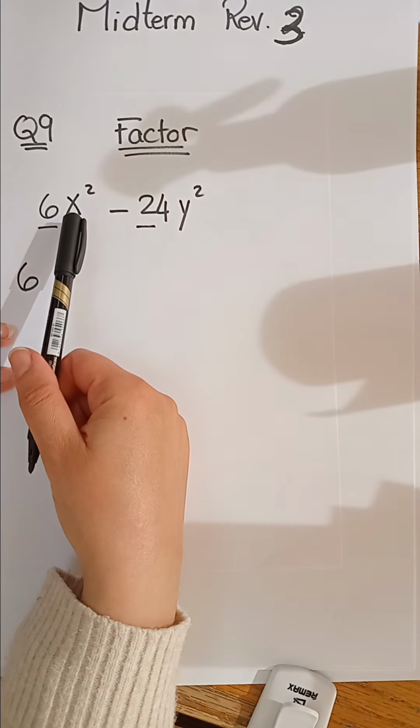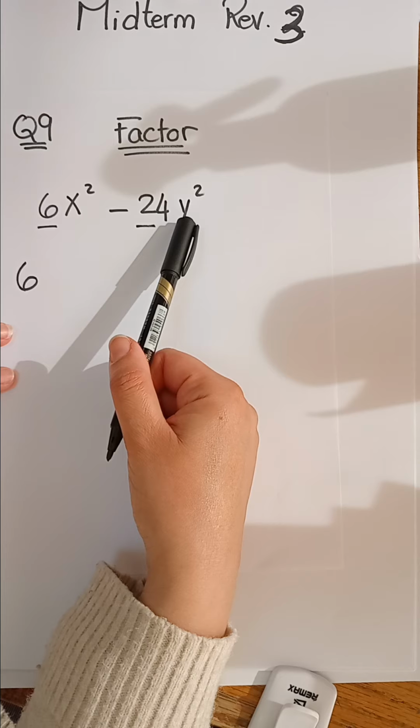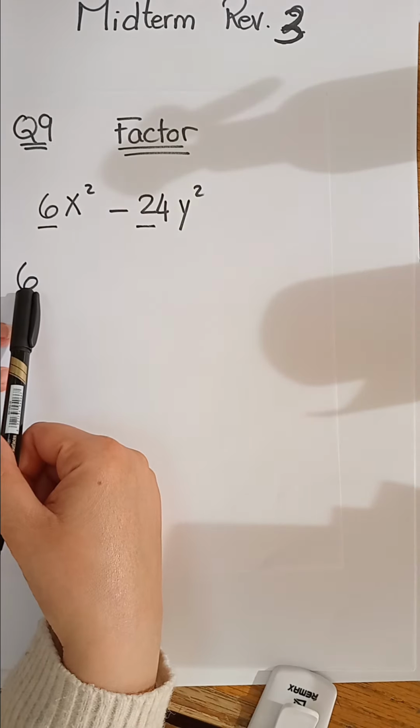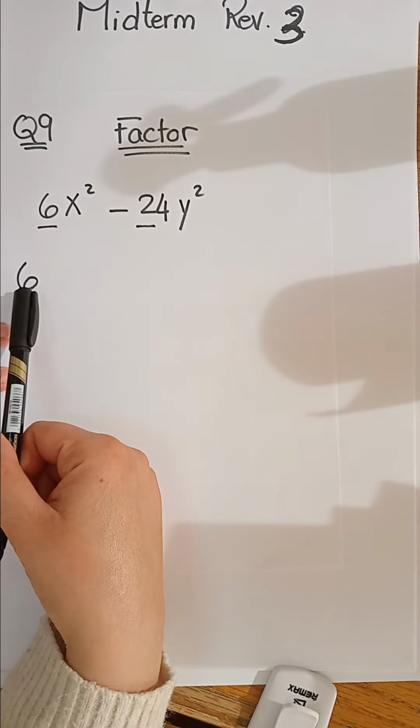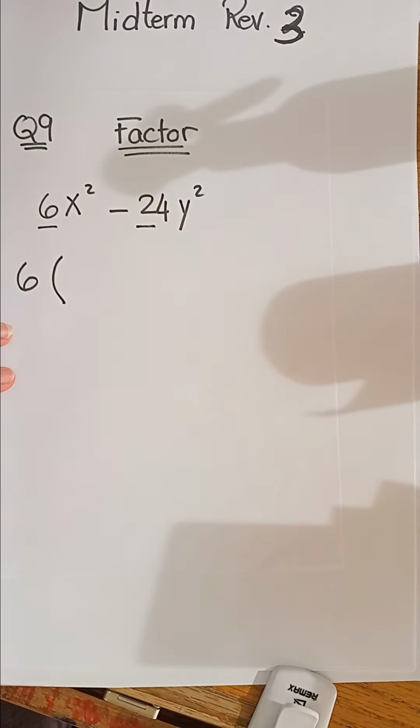I look for the variables. Here I have x squared and here I have y squared. There's nothing common about them. So my only common factor is 6. I open parentheses and I'm going to see what's left in each term.